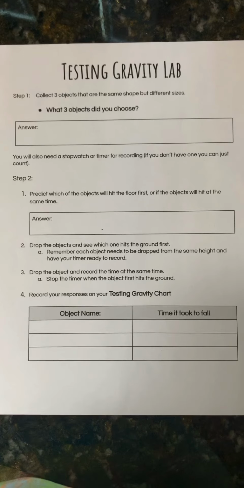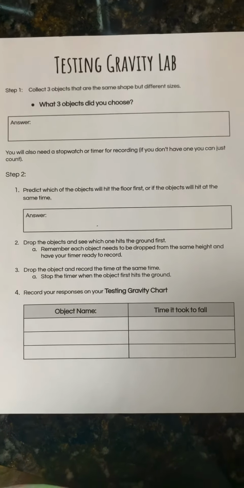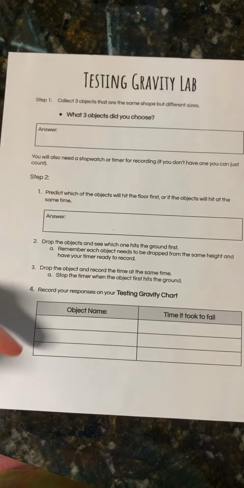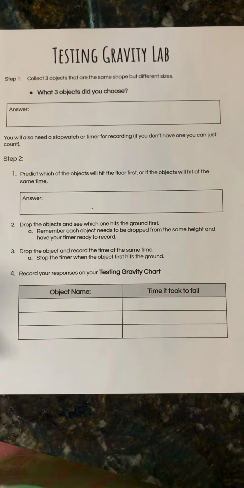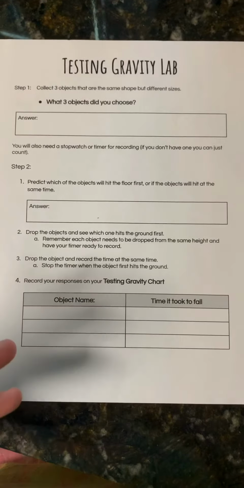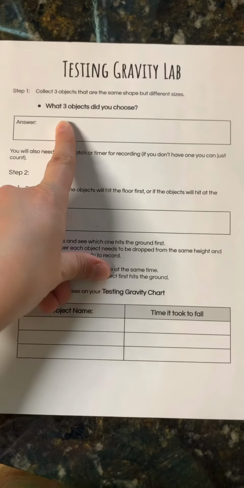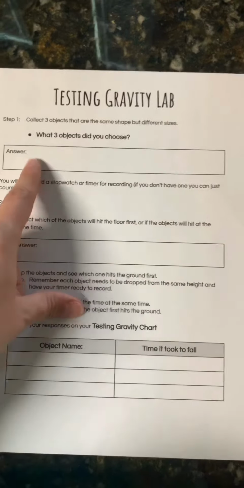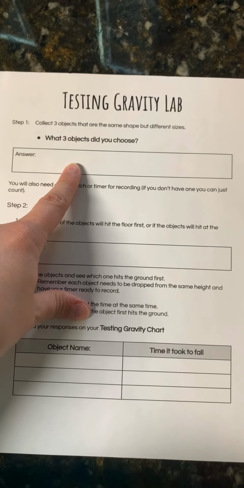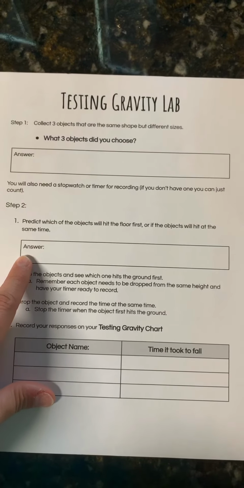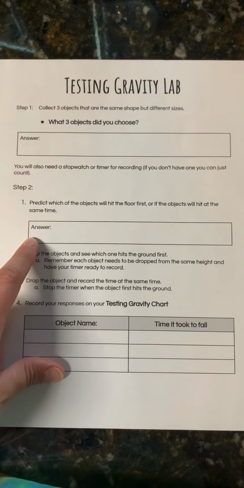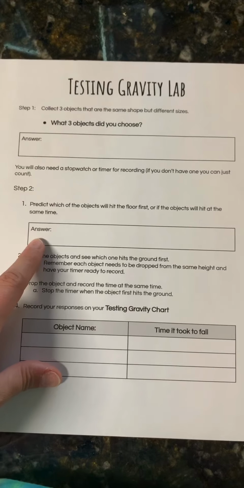So the testing gravity lab is completely optional. This sheet right here is in Google Classroom as a Google Doc. It is shared to every single one of you. The expectation is that you're going to find 3 objects that are the same shape but different sizes, and you're going to put what 3 objects you chose right here. You're going to predict which of the objects will hit the floor first, or whether they will hit at the same time. That goes right here.